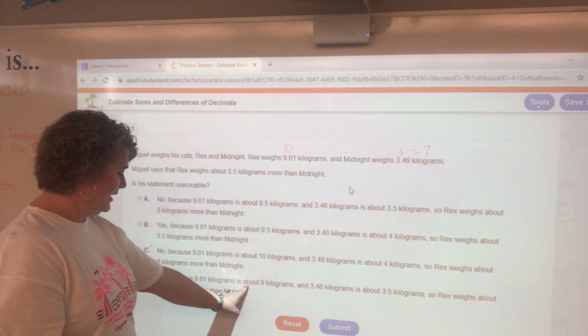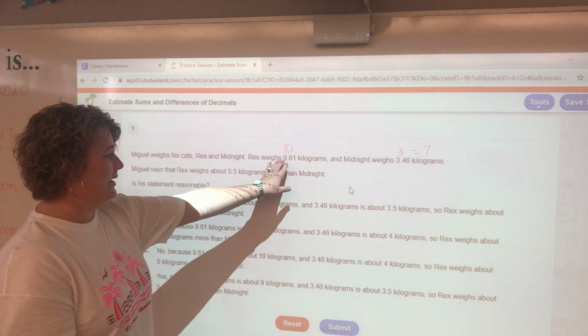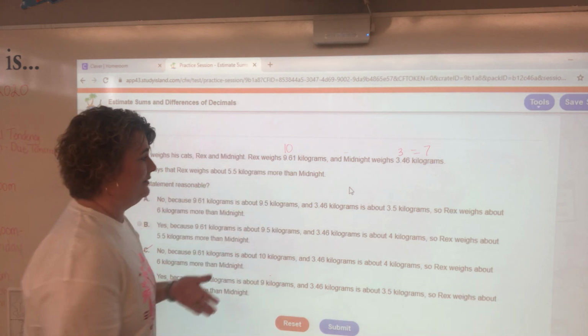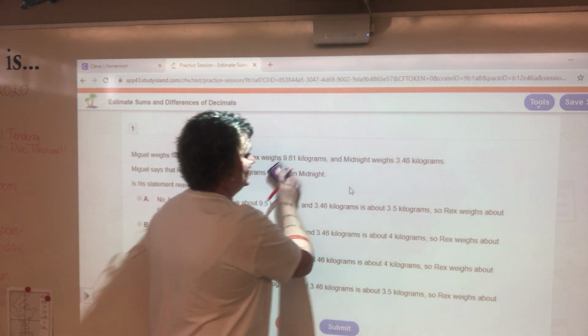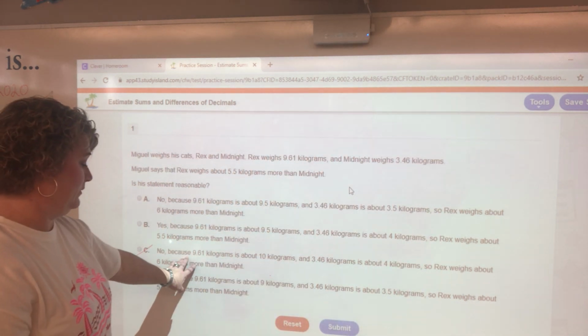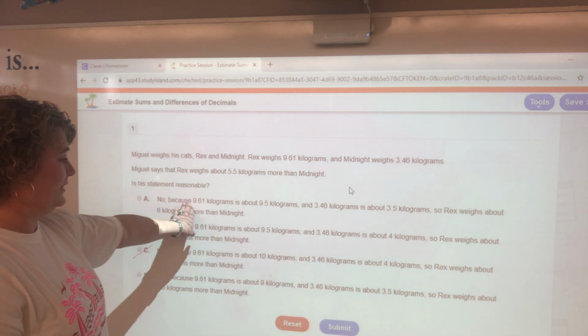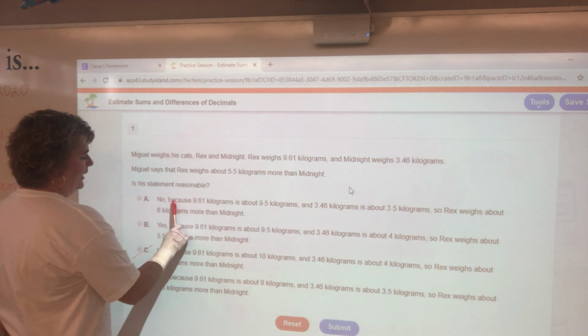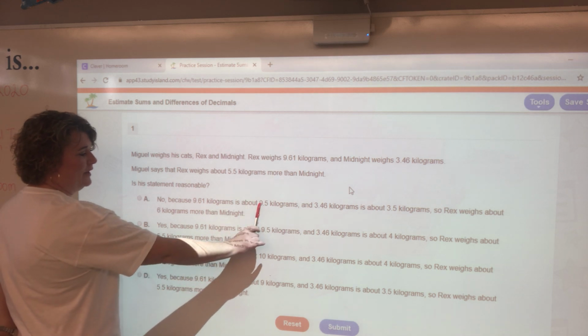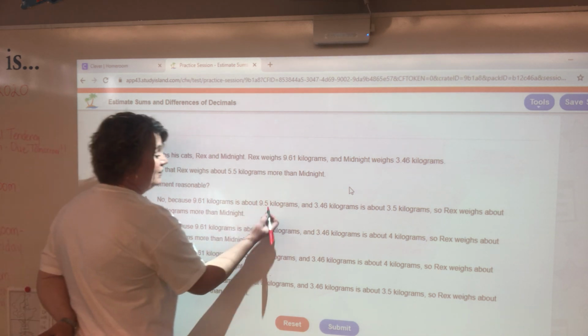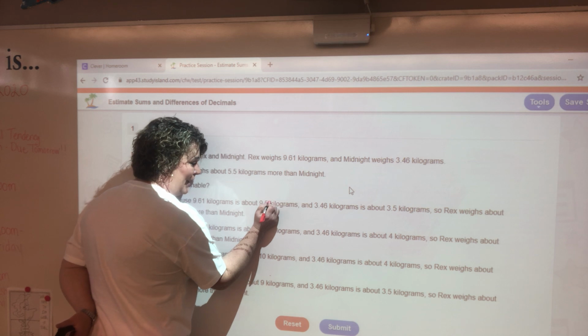And this doesn't say 9.61 is 10, so they must be rounding it a different way than I did, and that's okay. That's perfectly fine. I know it's not C though. I know that for sure, so let's just start with A. They say 9.61 kilograms is about 9.55 kilograms. Now remember, you can add that.